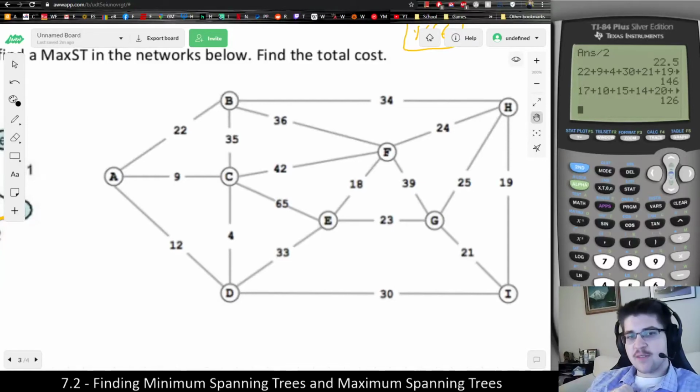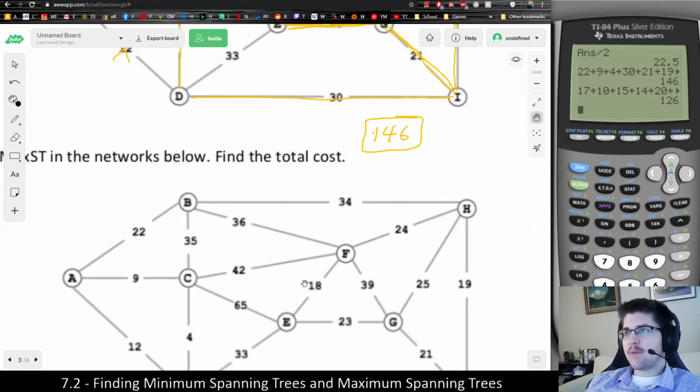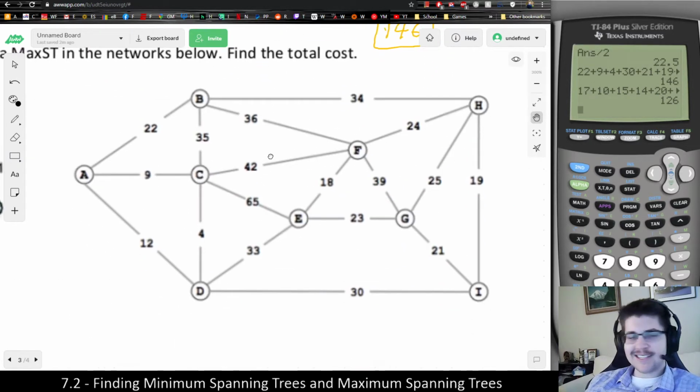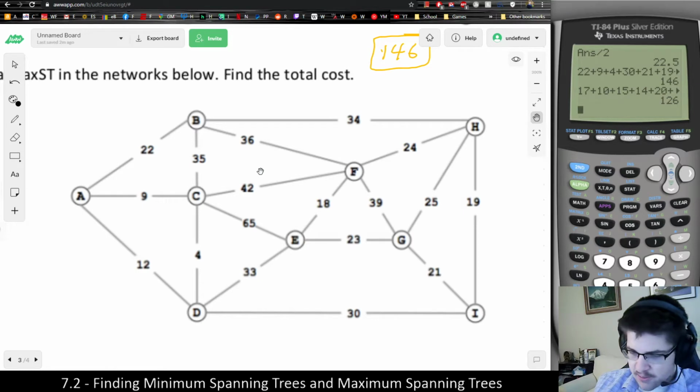Let's do a couple more examples of using Kruskal's algorithm to find maximum spanning trees. So let's return to the second graph from the packet that we've already found the minimum spanning tree for, and let's instead find the maximum spanning tree and the total cost. So we're going to start with the most expensive edge, because again, that's our adjustment if we're trying to find maximum spanning trees.